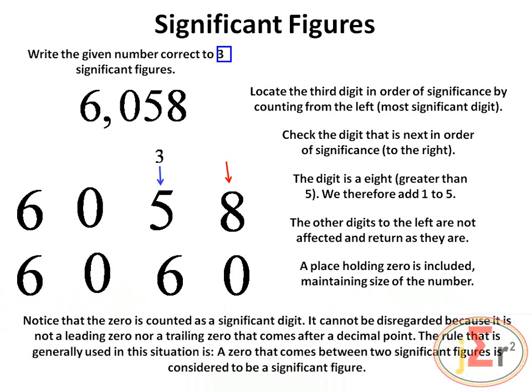Notice that the 0 is counted as a significant digit. It cannot be disregarded because it is not a leading 0 nor a trailing 0 that comes after a decimal point. The rule that is generally used in this situation is a 0 that comes between two significant figures is considered to be a significant figure.